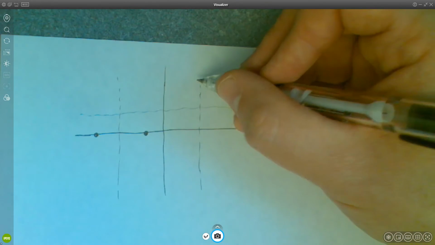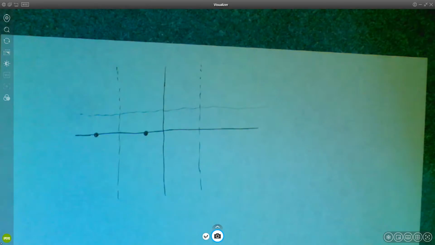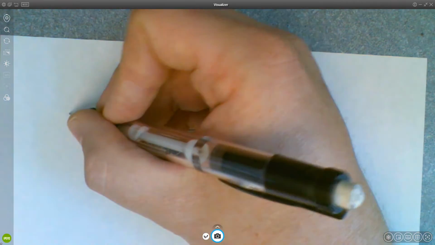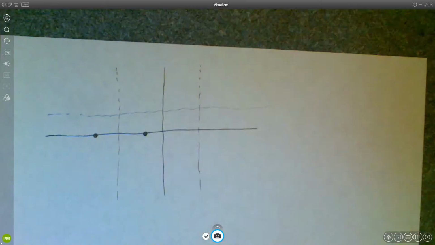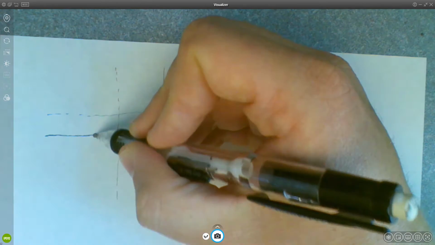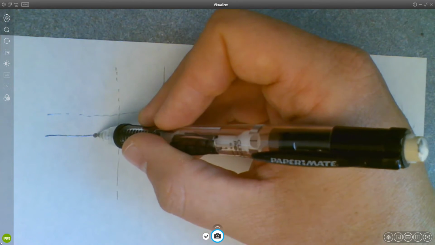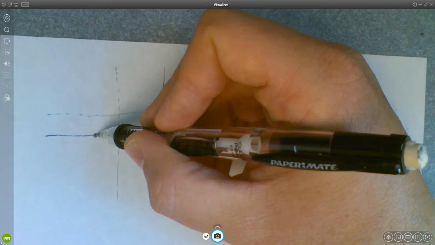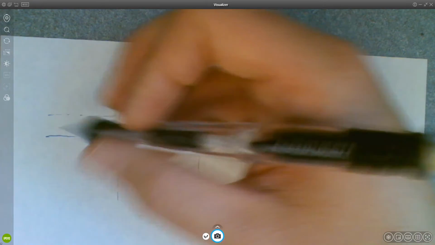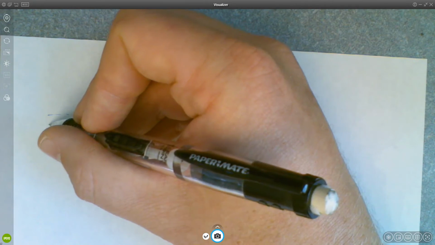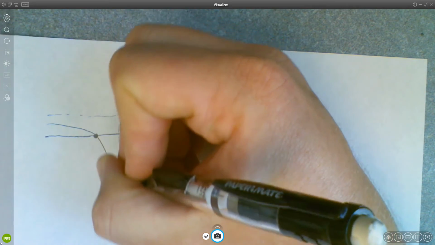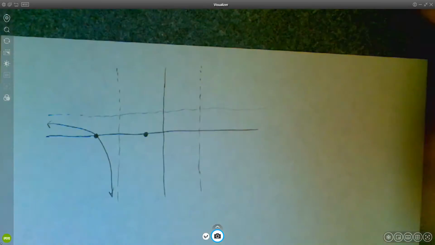So this is usually enough framework for you to be able to graph the function. For example, I know that since I have an x-intercept here and a vertical asymptote there, whatever function I have is going to be trapped down in this little quadrant. It's got to look something like that.